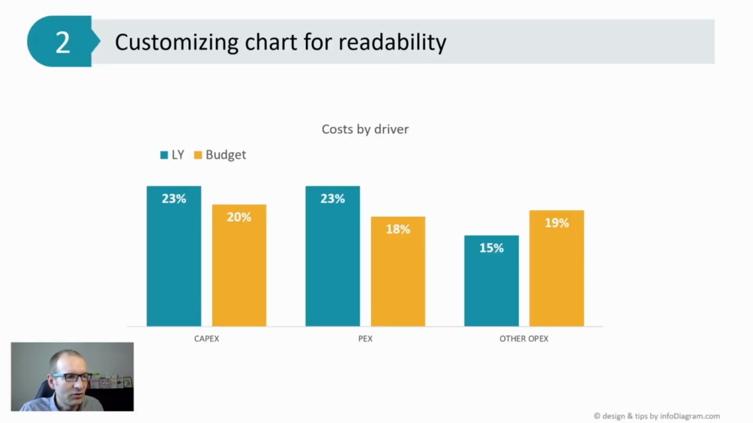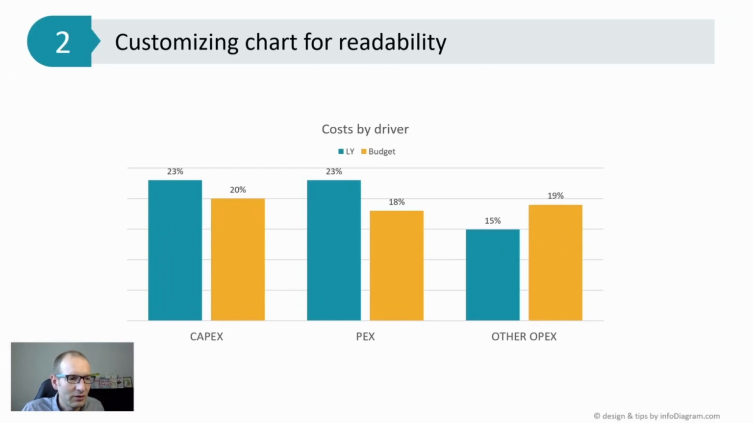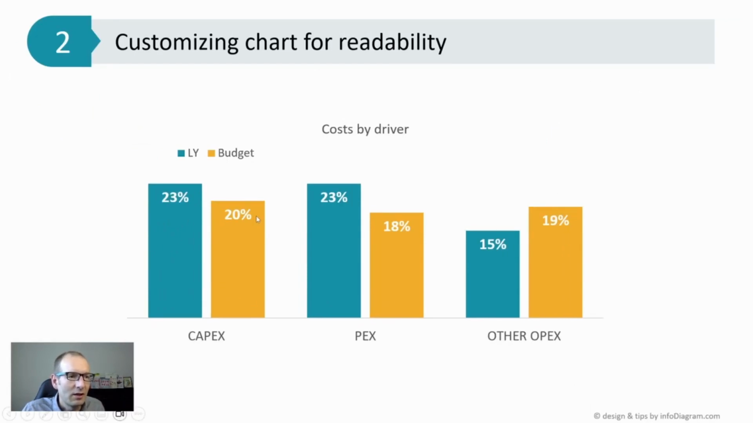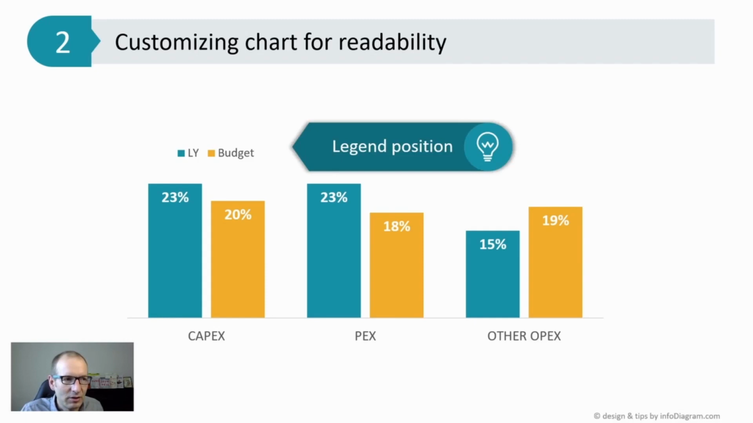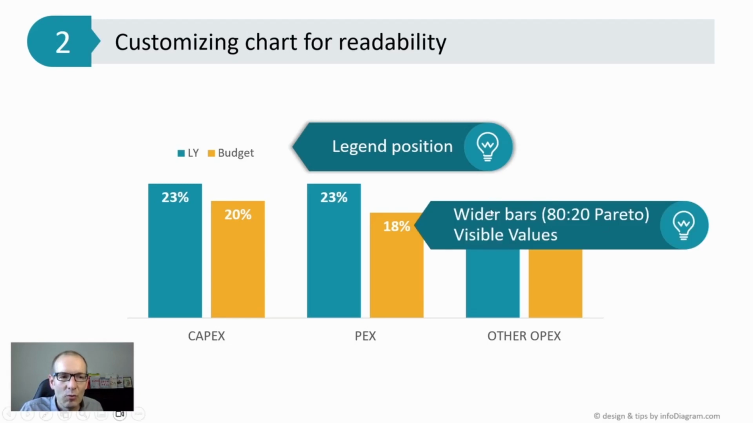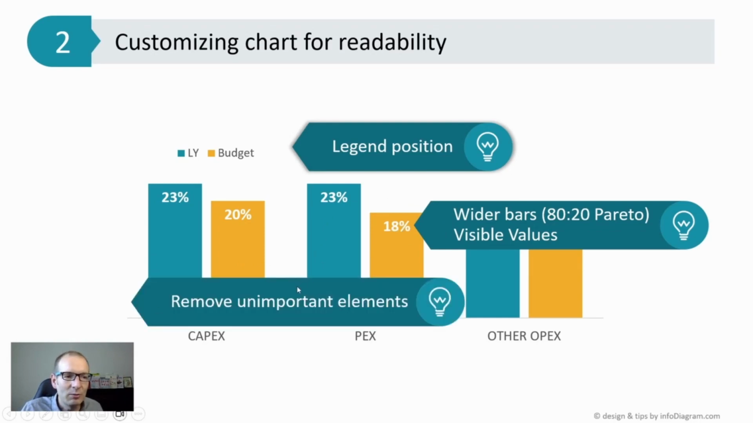So just to summarize, we moved from this kind of slide to this one, and so consider how to customize charts for better readability. Choose the legend position depending on your audience, make wider bars. You can remember this 80% by the Pareto rule, so 80-20. 80 is what should cover 80% of the space, because that conveys the information, and the gap should be around 20%. Make values more visible and remove unimportant elements like the grid.